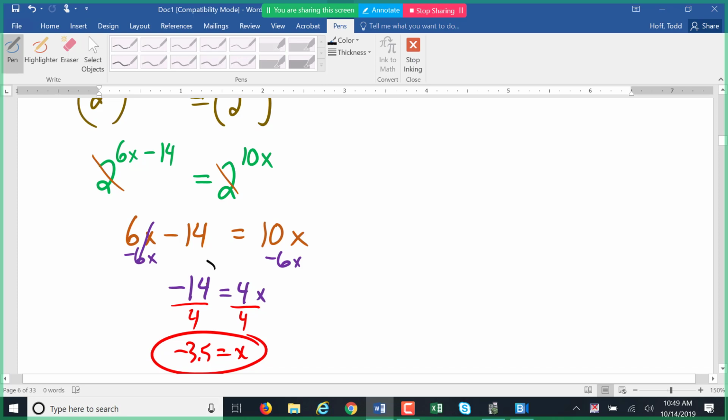I'm sure I've showed you before, but if it asks for this answer in fractional form, you would just take the negative 14 divided by 4 and treat it as a fraction. 14 over 4, both numbers can be reduced by 2, giving me 7 over 2, and it's still negative.